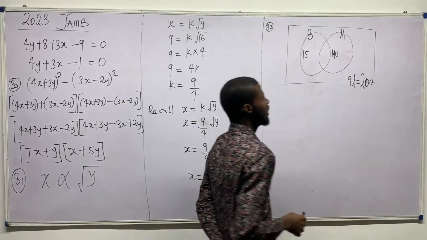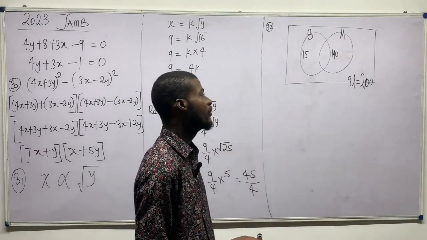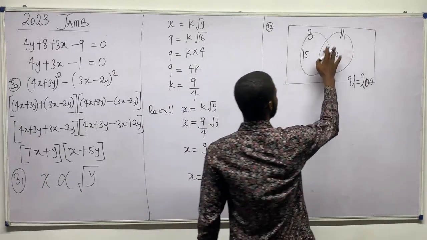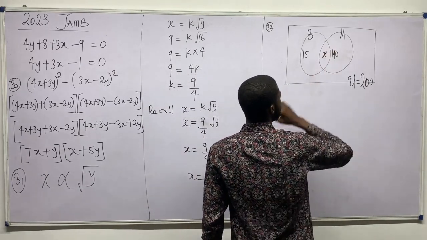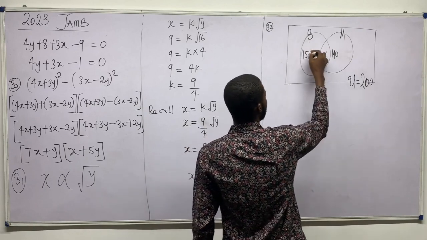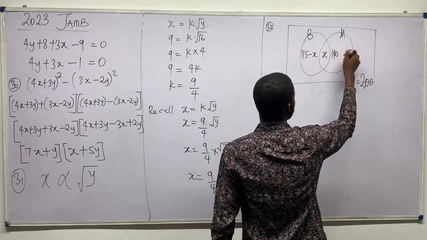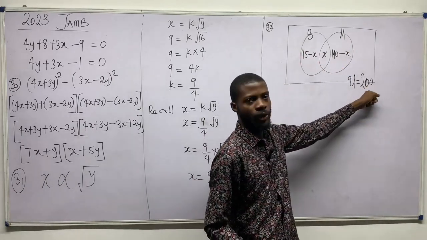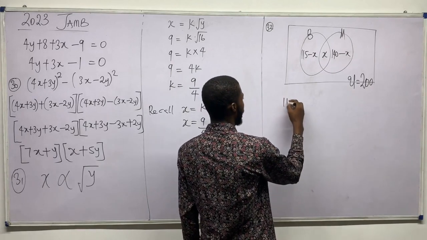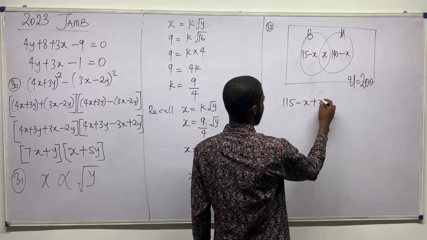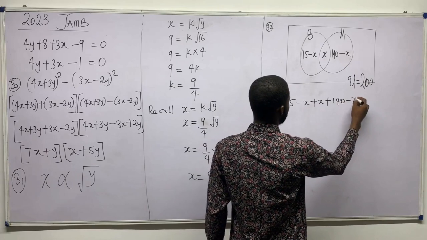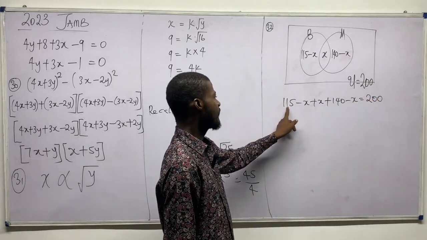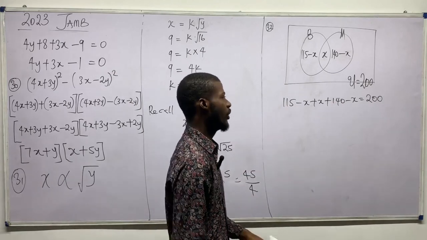Now, they said how many students offer biology only? To get started with, there are going to be some students that offer both subjects, which is the intersection here. So let me call this x. Now, to get biology only, I'm going to say 115 minus x. To get maths only, I'm going to say minus what? x. The sum of everything here will be giving me what? 200. So that means 115 minus x plus 140 minus x will give me what? 200. That's the meaning. 115 plus 140, what do you think that will give to me?